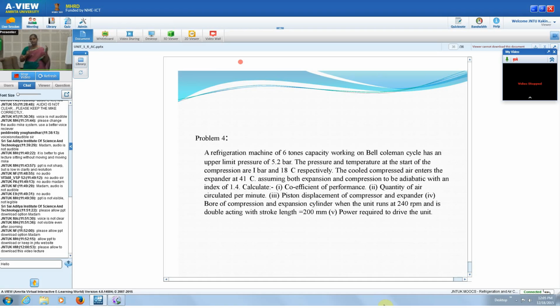The problem is on the Bell-Coleman cycle. So for the Bell-Coleman cycle, you have to know the two pressures required, and also you have to find out all the four temperatures. Then only you can get the required COP or ton of refrigeration required and everything. So you can note down this problem.